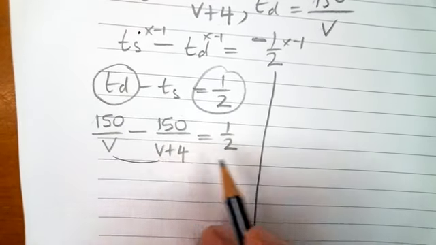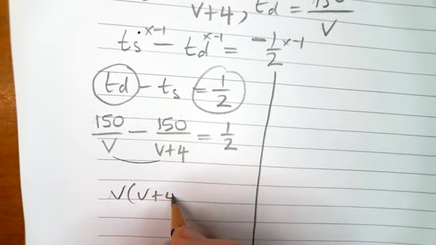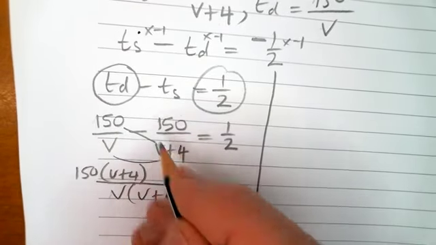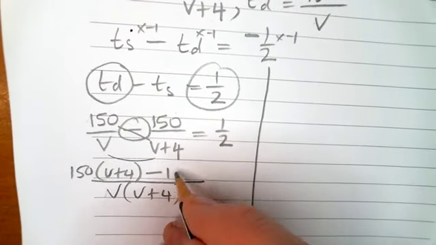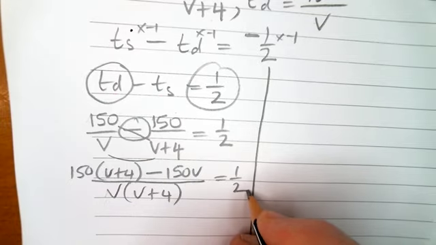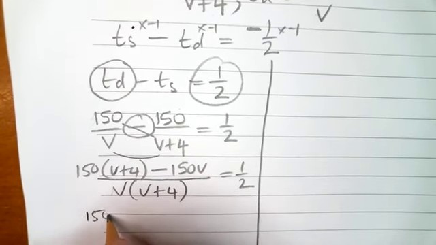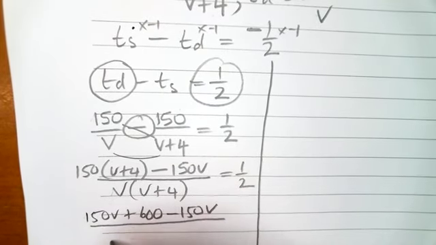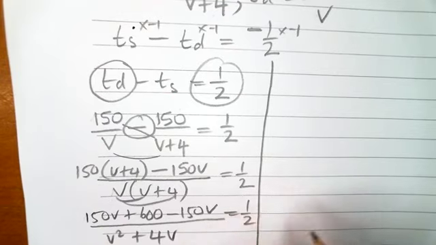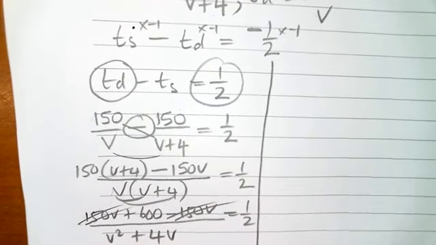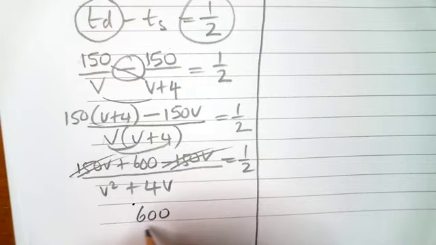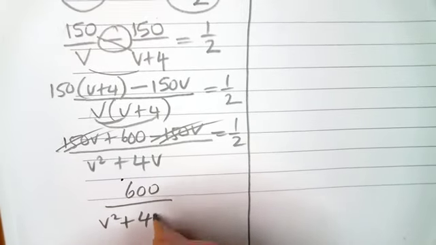So first of all, I can go v times v plus 4, or over, I've got 150 times v plus 4, minus 150v, all equals 1/2. Well, of course, expanding this out, I'm going to get 150v plus 4 lots of 150 is 600, minus 150v. Already I can see an opportunity here. Now v times v is v squared. v times 4 is 4v. It's equal to 1/2. But the opportunity I was talking about was 150v minus 150v just disappears. 150v minus 150v is 0. So now I've got 600 over v squared plus 4v is equal to 1/2.